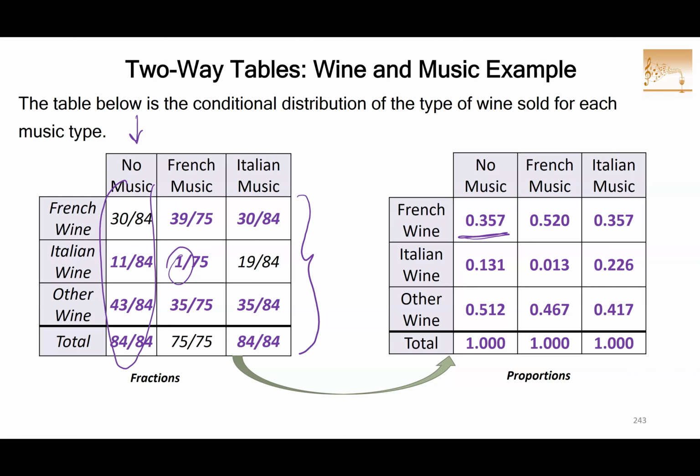So once again, this is a conditional distribution. We're focusing on type of wine sold. Sorry, not type of wine sold, but type of music playing. There is the other conditional distribution you could have focused on, type of wine sold.